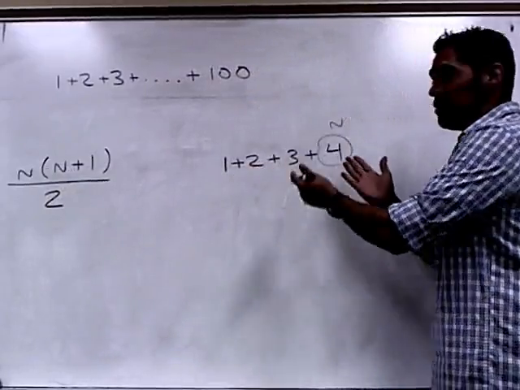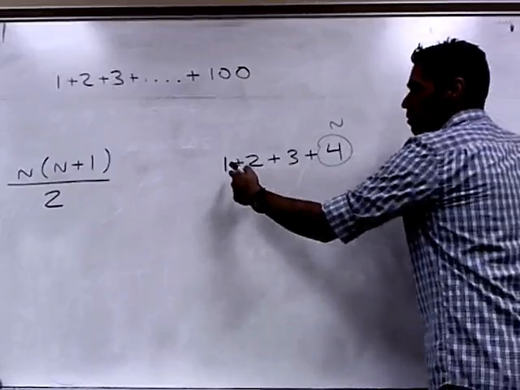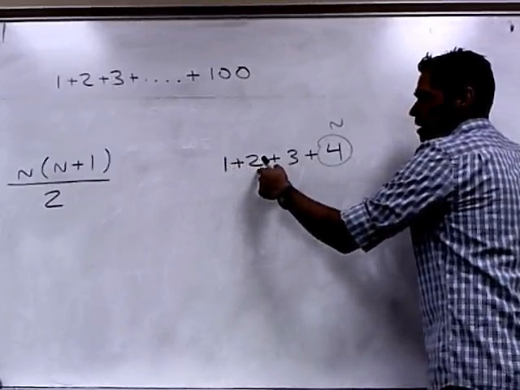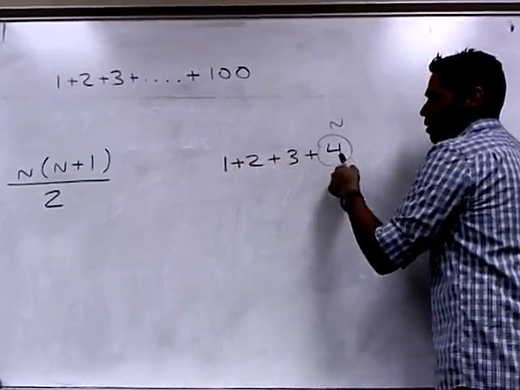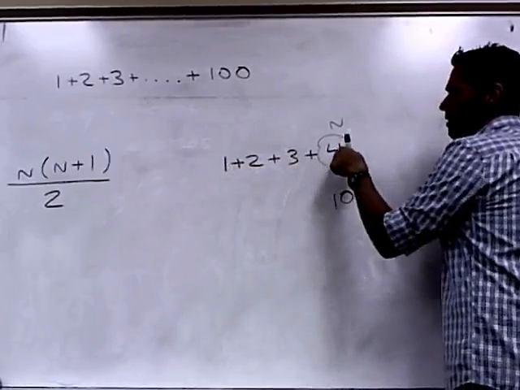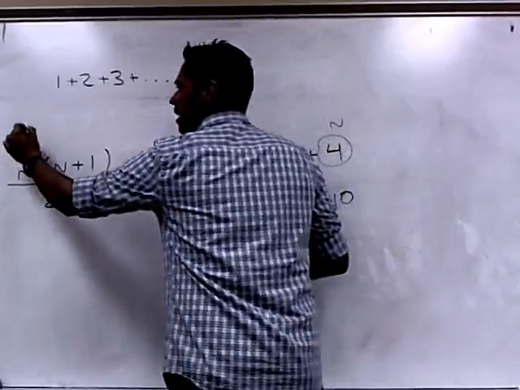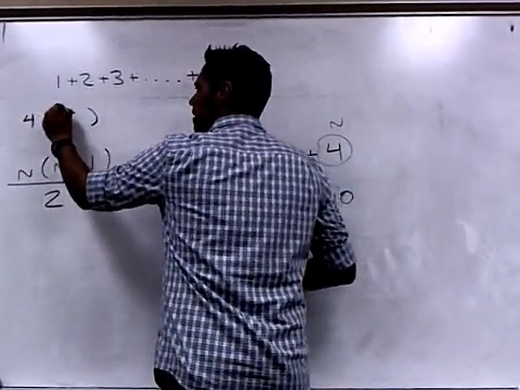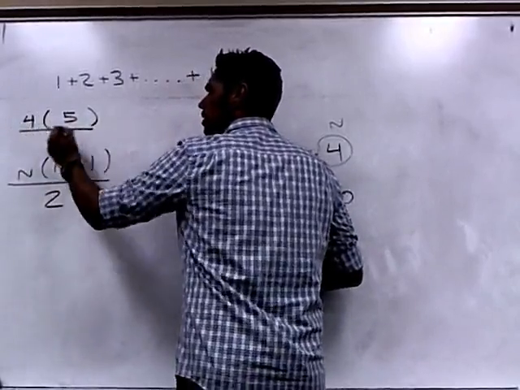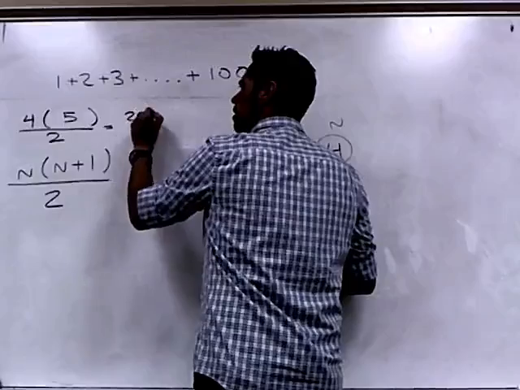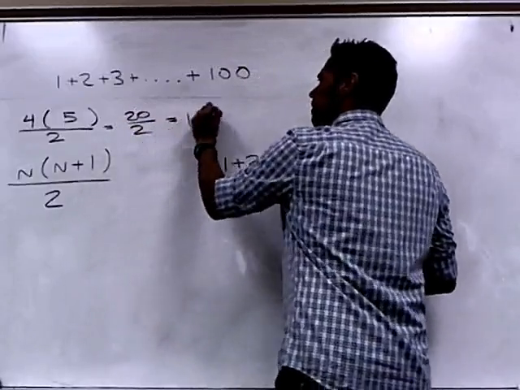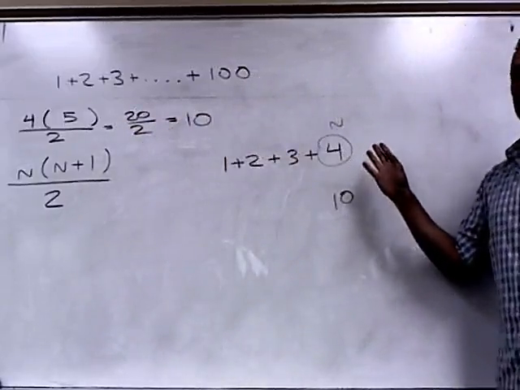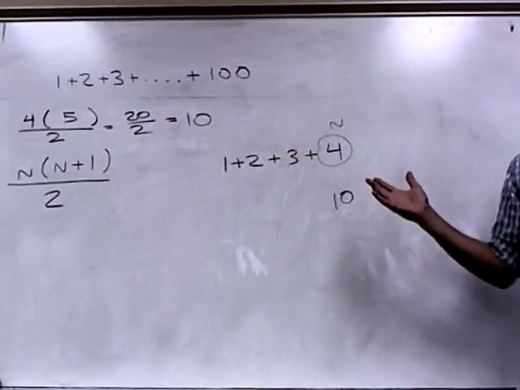So let's check Gauss's work here. What's 1 plus 2? 3. Plus 3 plus 4 is 10, right? Now take 4 and plug it in over here and see what you would get. 4 times what? 5, over 2, that's 20 over 2, that's 10, isn't it? So it worked that time. Would it work every time? Well, yes, it turns out it does.